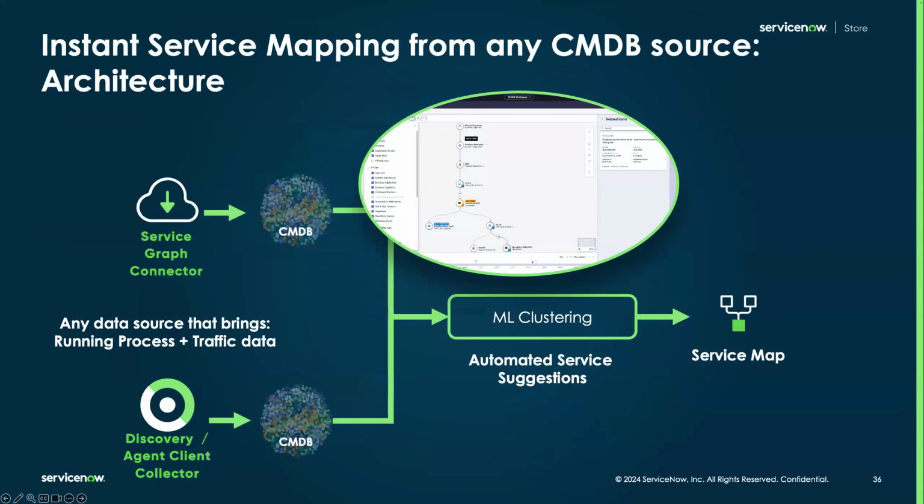Now, the cool thing is that you can leverage data from any source. So regardless of the source that puts that data into the CMDB, we're talking about, again, running process and TCP data. After that data is in your CMDB and is relevant for the service mapping purposes, so it's been brought in with the traditional standards, I would say, you can meaningfully use ML-based clustering to create automated suggested services. And at that point, with, again, very few clicks, you can get to service maps. This is a breakthrough innovation.